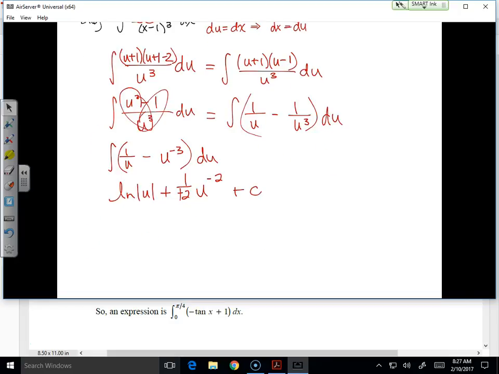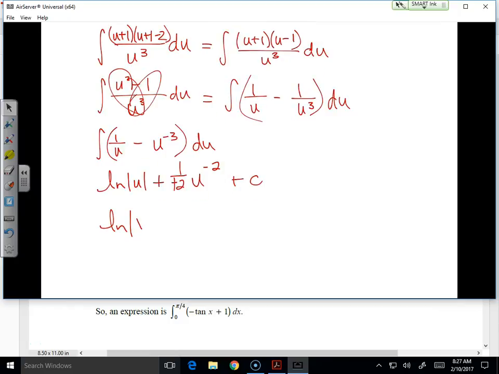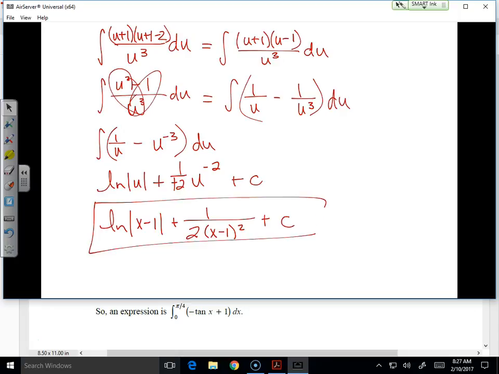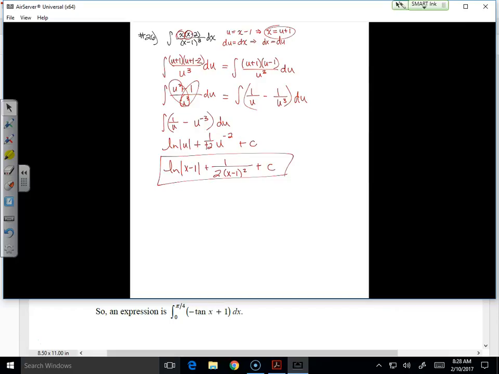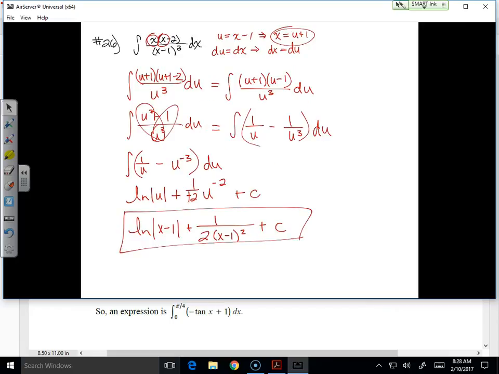Then we can go ahead and say ln of, who is u? x minus 1. Plus 1 over 2. I'm going to take this little negative 2 power and say, hey, you can go below. So 2 times x minus 1, quantity squared, plus c. Good enough. Done. How'd we do? It's not impossible. It was tricky. But remember, no product rule, no quotient rule, so we got to multiply and divide stuff as much as we can to simplify it, and then go back to our basic rules.